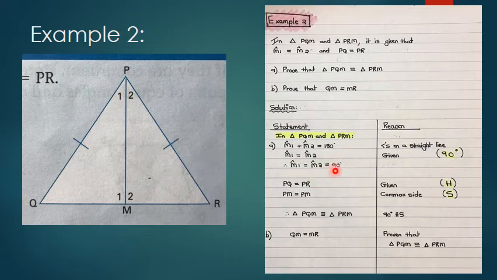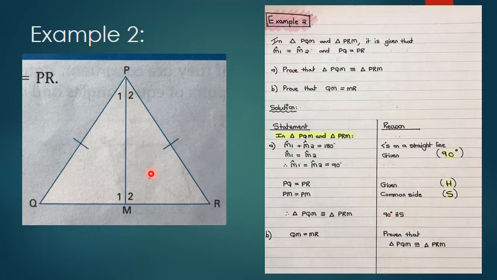Okay, so now we've got 90 degrees, and then PQ is equal to PR. Okay, those two sides have been given as equal in length. So that has been given. Okay, and that is the hypotenuse. And then PM is equal to PM. Why? Because it is a common side. They share that length, that side. So the length must be the same. Okay, common side. So I've got a side. So I've got my 90-degree hypotenuse side. So they are congruent. And what is your reason? 90-degree hypotenuse side.